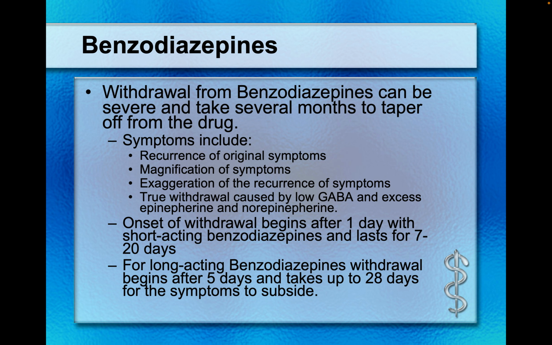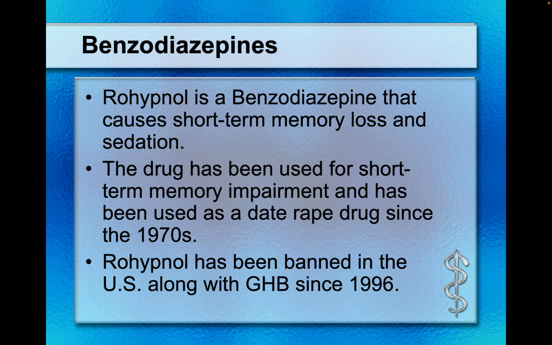Withdrawal from benzodiazepines can be severe and take several months to taper off from the drug. Symptoms include recurrence of original symptoms, magnification of symptoms, exaggeration of the recurrence of symptoms, and true withdrawal caused by low GABA and excess epinephrine and norepinephrine. Onset of withdrawal begins after 1 day with short-acting benzodiazepines and lasts for 7 to 20 days. For long-acting benzodiazepines, withdrawal begins after 5 days and takes up to 28 days for the symptoms to subside.